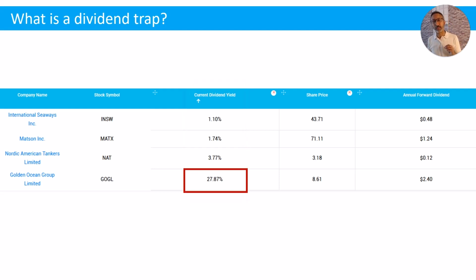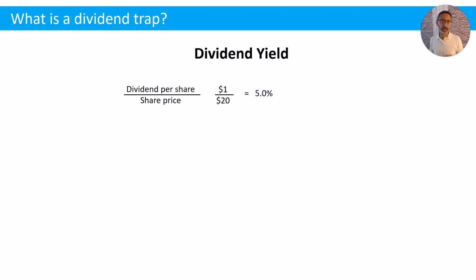Now, there's more to it. Remember what I said in the previous slide. If the dividend yield is too good to be true, it probably is. Now let's take a look at why that's the case. The dividend yield, as you know, is the dividend divided by the share price. So in this example, the dividend is $1, the share price is 20. 1 over 20, expressed as a percentage, is 5%.